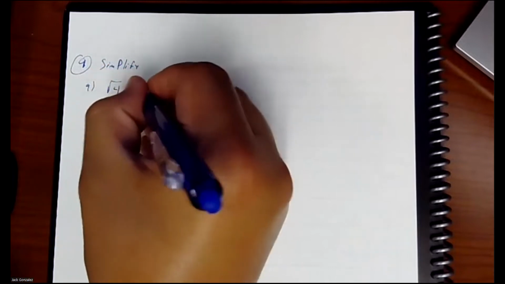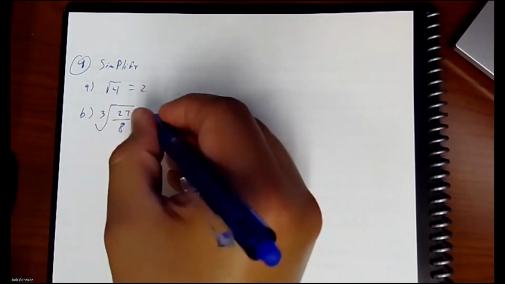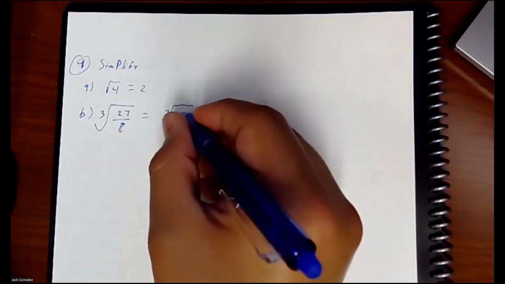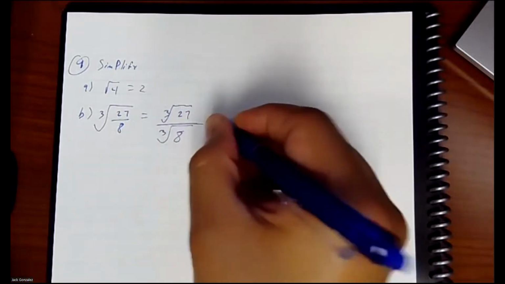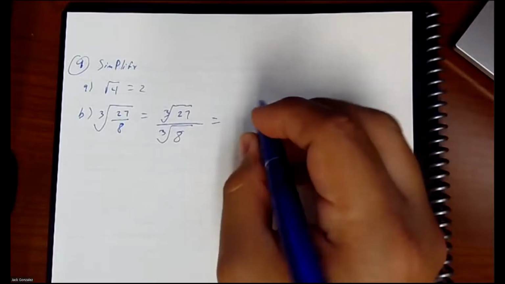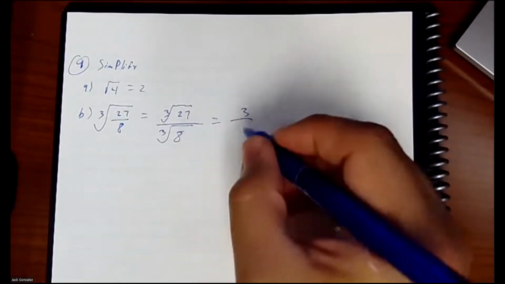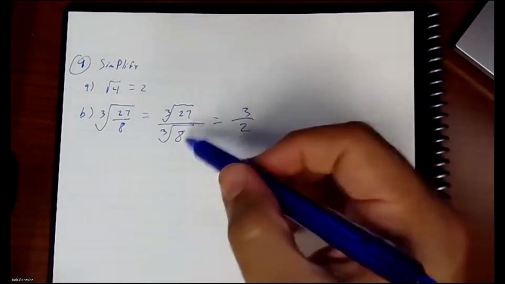Simplify. Part A obviously is just that. Part B, cube root of 27 over 8 is the same as saying cube root of 27 over cube root of 8. So that'd be 3 times 3 is 9 times 3 is 27. That'd be 3. 2 times 2 times 2 is 8. 3 halves. So just find the cubes.